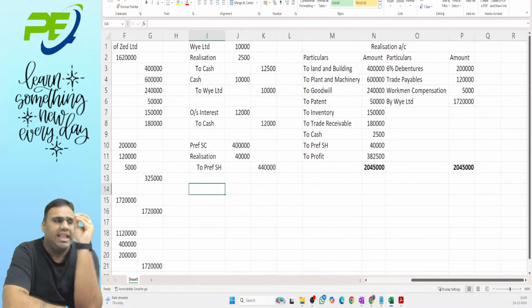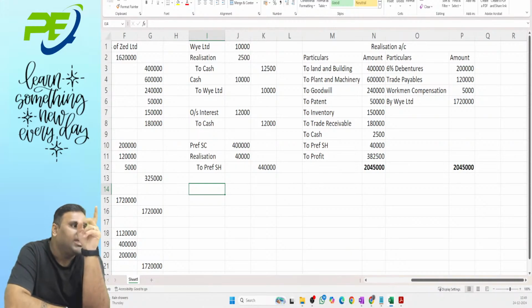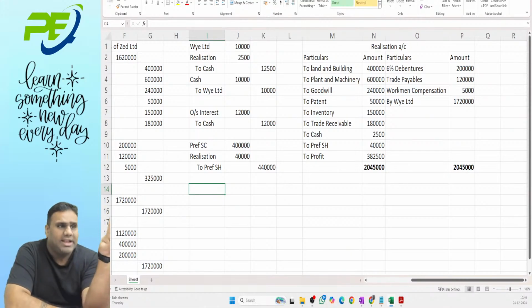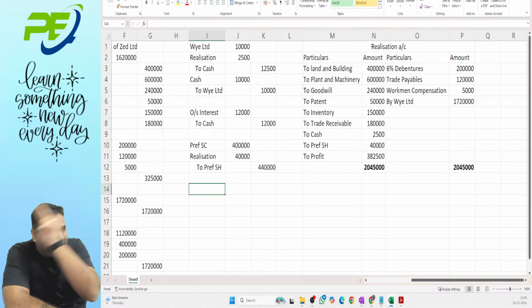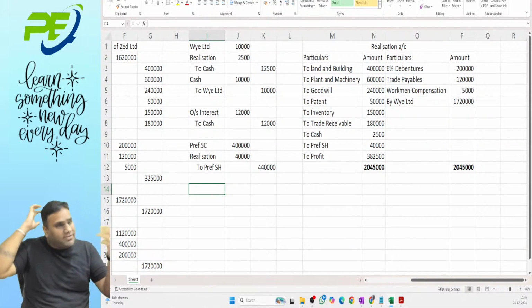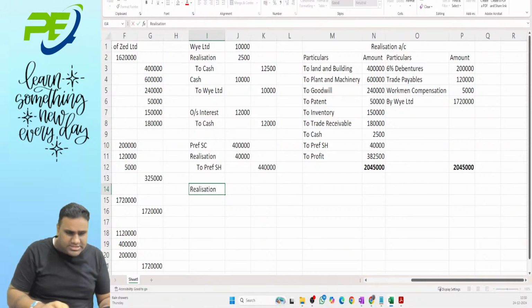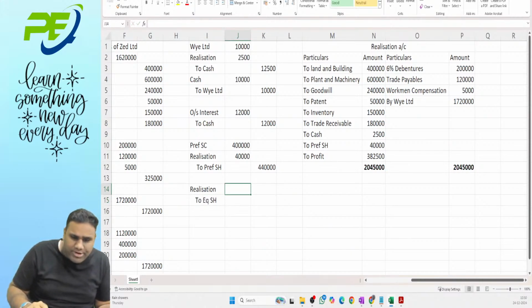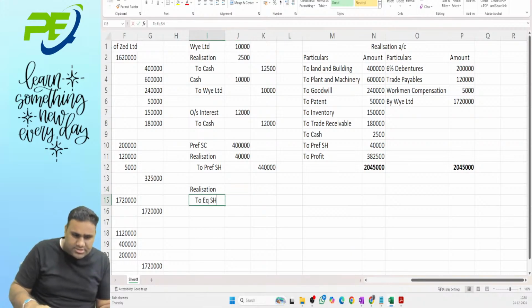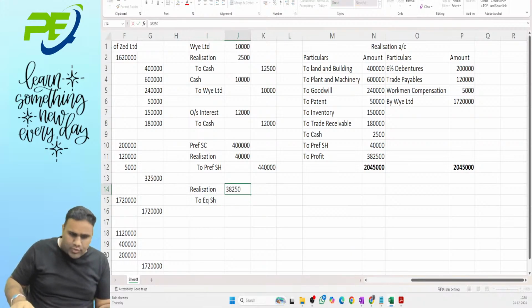Now I leave it to you, bhaiya. How do we pass the entry? Profit and the due entry, shall we combine or write separately? We'll write separately, so that even if the realization is wrong, for that due entry you will get marks. Vashita, journal entry. So realization to equity shareholder. How much? 382,500.